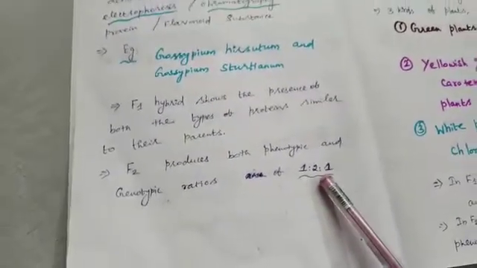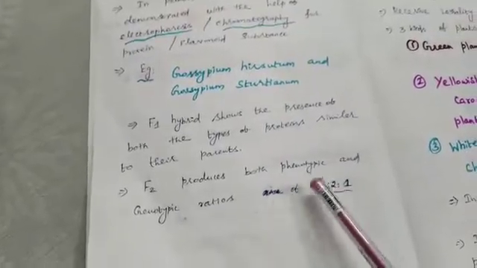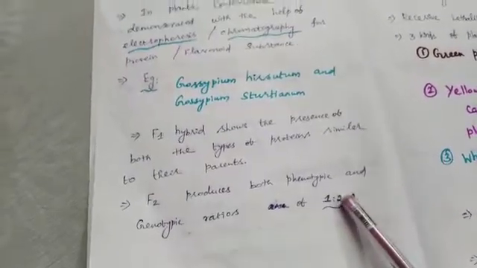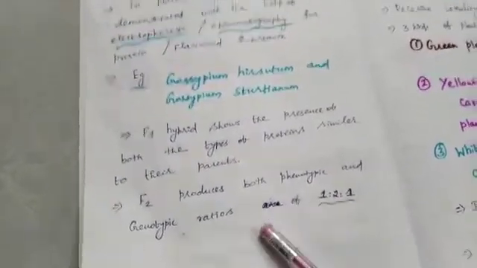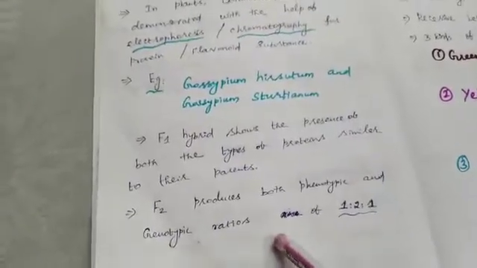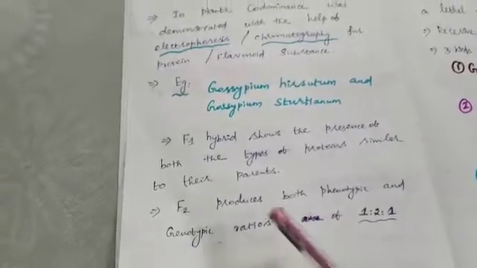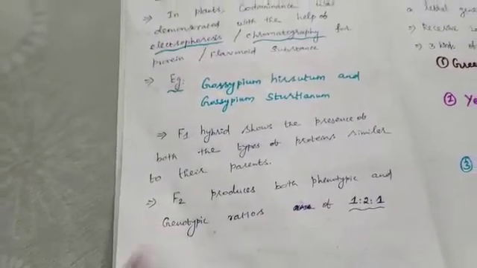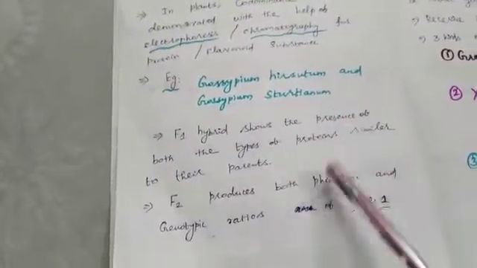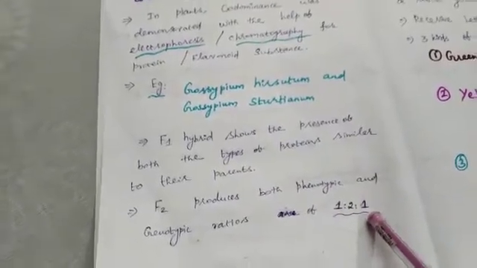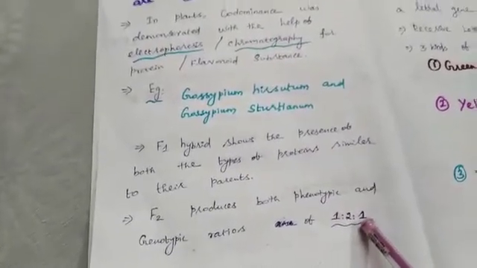What is the main difference between incomplete dominance and codominance? In incomplete dominance, the F1 generation shows an intermediate color: with a red flower and a white flower, an intermediate pink color is produced. But in codominance, both colors are expressed, that is, a double color flower is produced. This is the main difference between incomplete dominance and codominance. But in the F2 generation, both the phenotypic and genotypic ratios are the same in incomplete dominance and codominance.